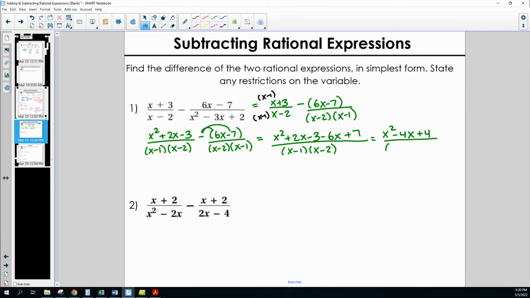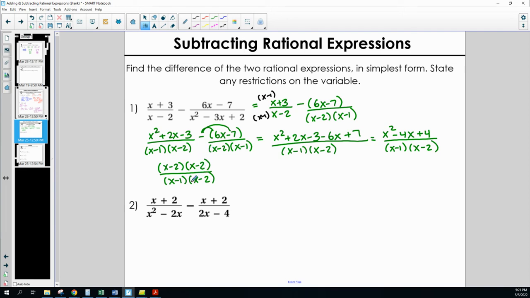And then we have x minus 1, x minus 2 on the bottom. So now that it's one fraction, the numerators were smushed, combined, and put into standard form. Now we can factor the numerator. So it multiplies to 4 and adds to negative 4. So we're going to use x minus 2 and x minus 2. The denominator is still x minus 1, x minus 2.